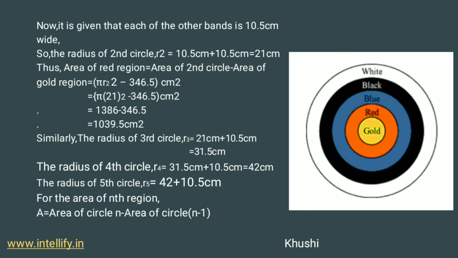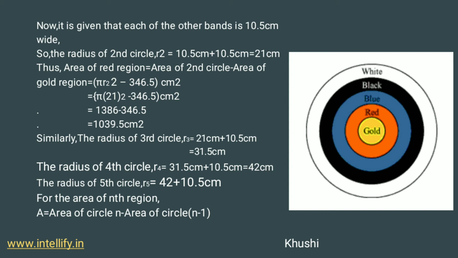Now it is given that each of the other bands is 10.5 centimeter wide, so the radius of the second circle will be 10.5 plus 10.5, that is we are adding the radius of the first circle with the width, that gives us the answer 21 centimeter. So now we are finding out the area of the red region.